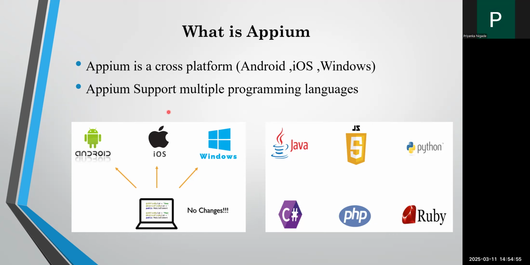Similarly, Appium also supports multiple platforms. In case of mobile applications, it supports Android, iOS, and Windows platforms. Point to be noted: as Selenium supports multiple programming languages, Appium has the same support. Using Java, Python, C Sharp, PHP, Ruby, JavaScript, you are able to write your automation logic and test your mobile application. So Appium provides full support of programming languages and platforms.